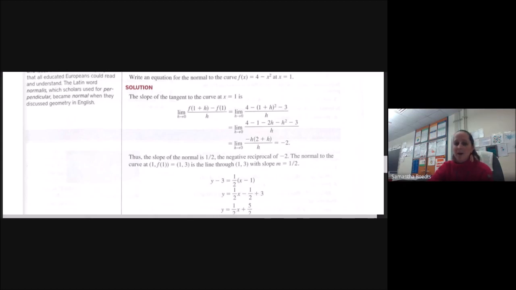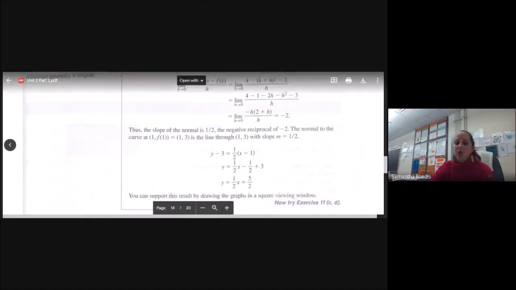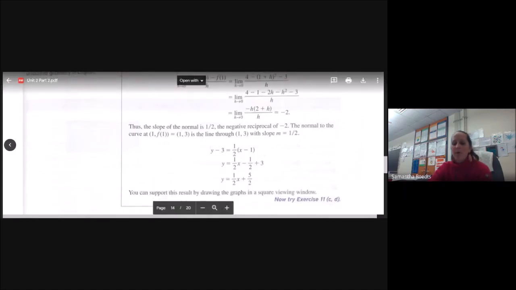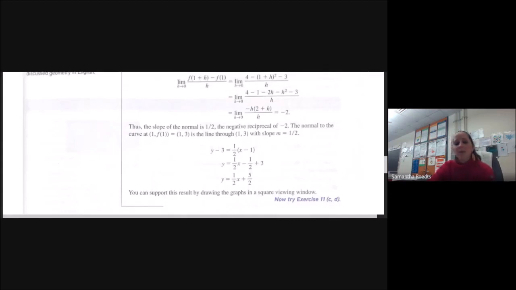Of course, I can simplify this by eliminating this first h here. So I have 2 plus h. The limit as h approaches 0 is going to be negative 2, so I have negative 1 out front. Therefore, the slope of the normal is 1/2, the negative reciprocal of negative 2.